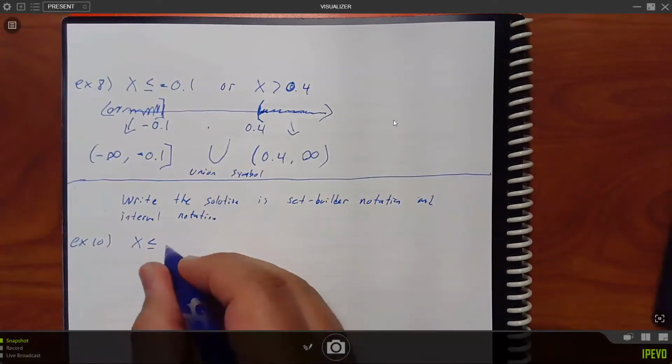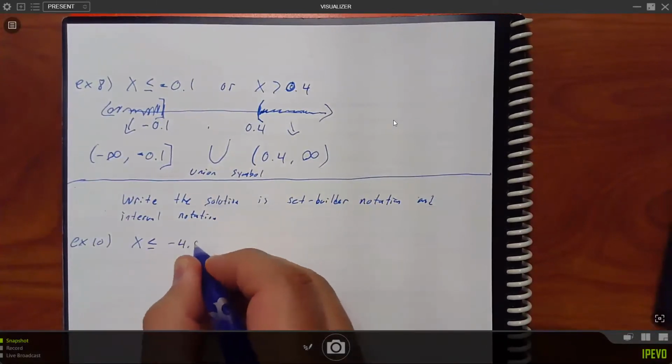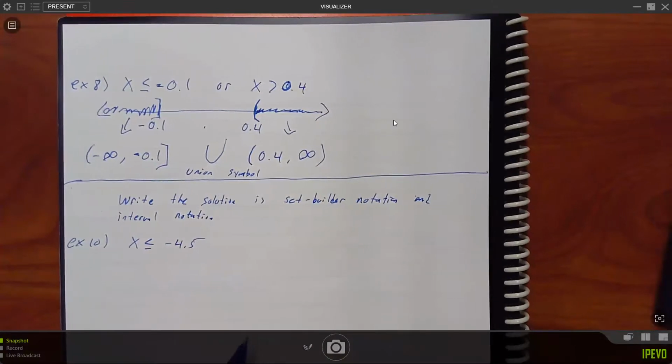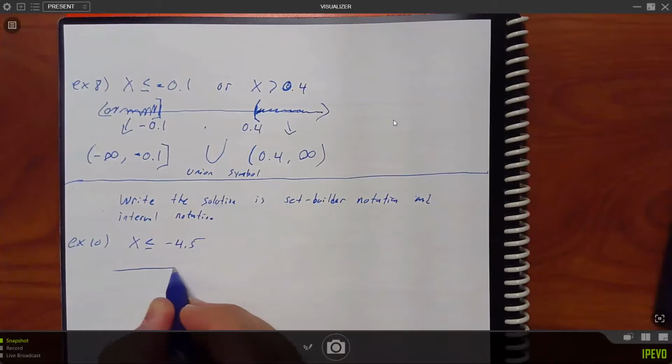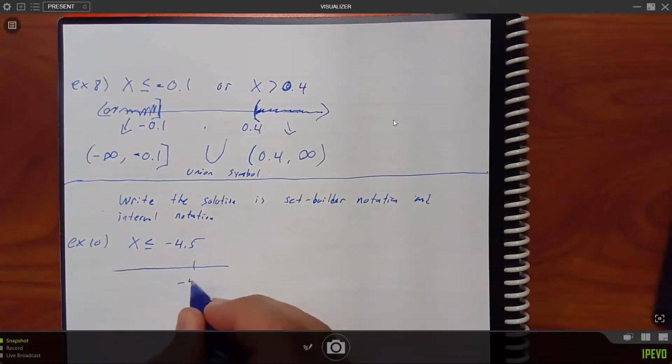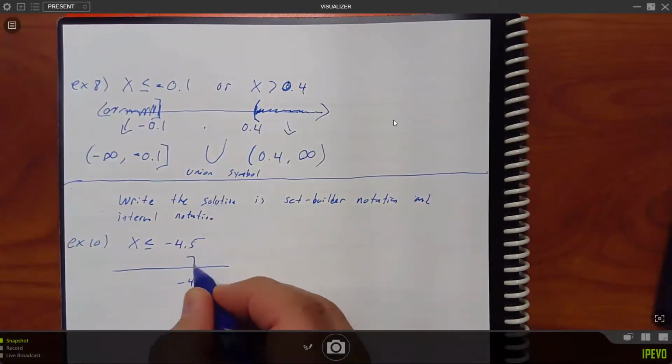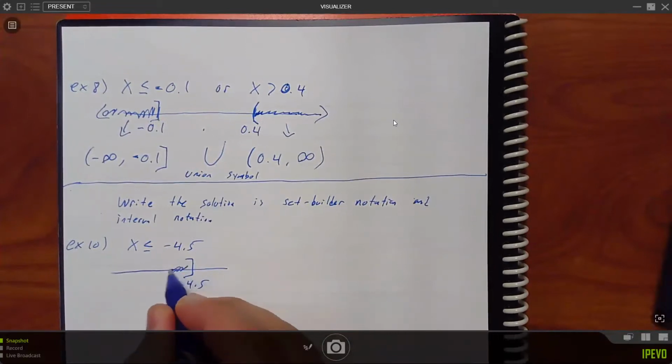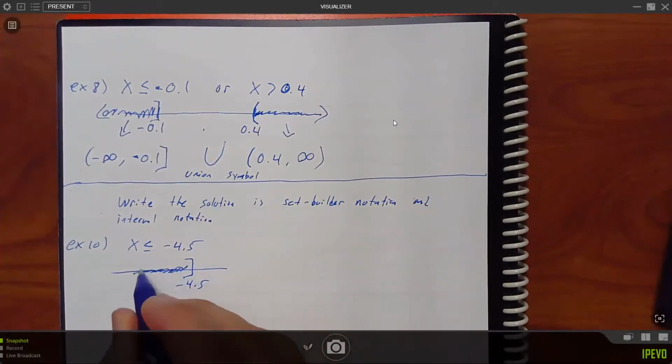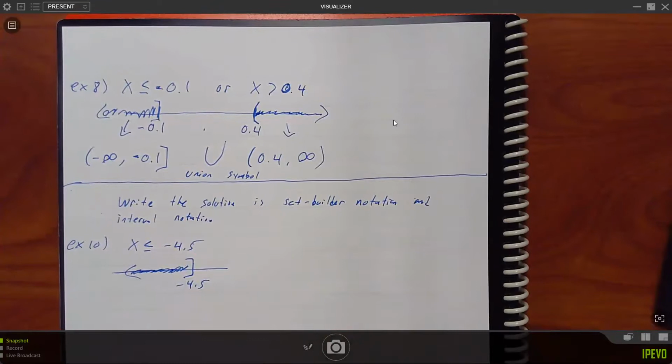So x is less than or equal to negative 4.5. If it helps to make the graph, then go for it. Doesn't matter to me. If you don't want to, that's cool. They didn't ask for it. Bracket because it's equal to, and we keep going to the left, right?